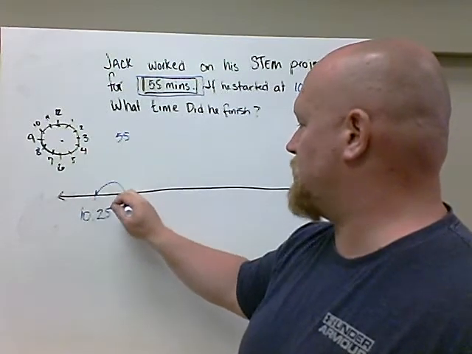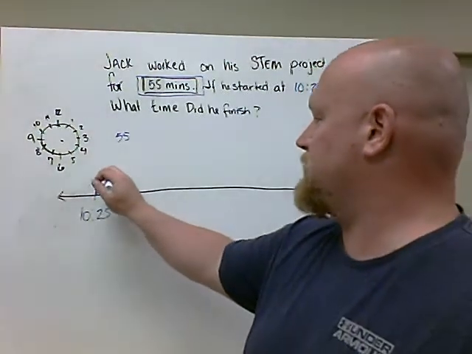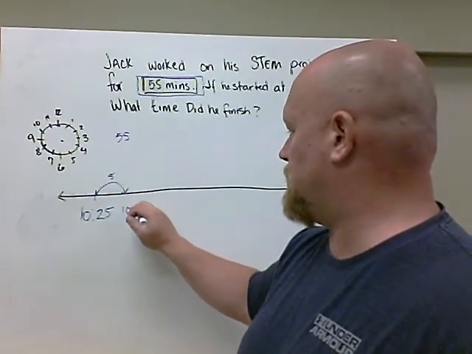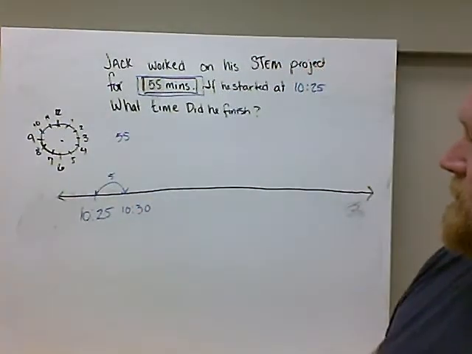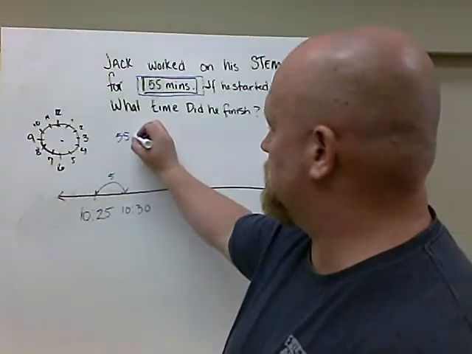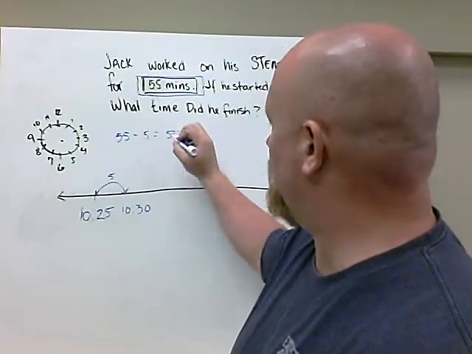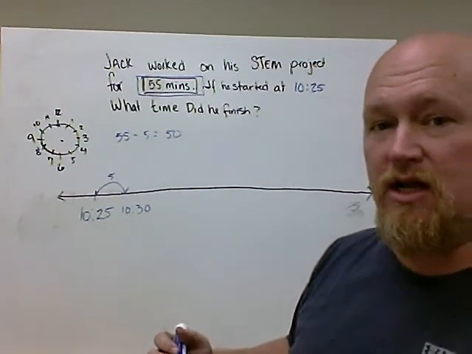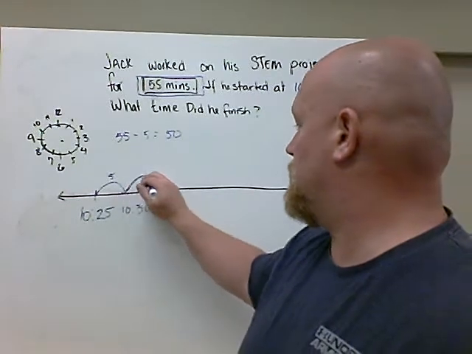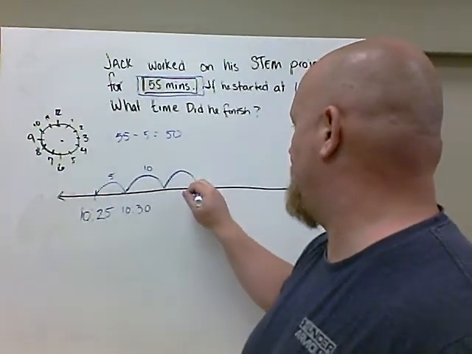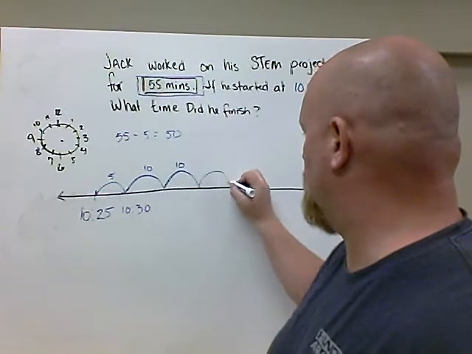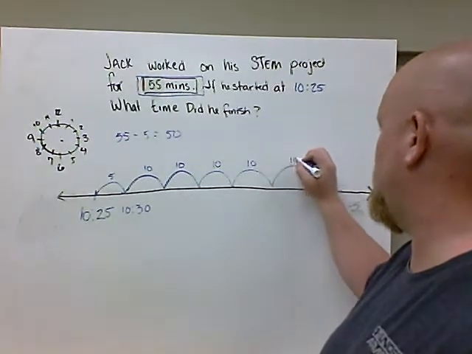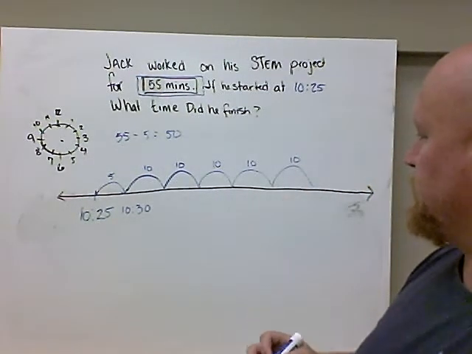I know my first jump, just like yesterday, that's going to be a 5-minute jump. It gets me to a nice solid number. 10:30. Okay? I've got 50 minutes left that I've got to account for. I might then like 10-minute jumps. Maybe I'm not comfortable with doing larger jumps. 10, 20, 30, 40, 50. 5 times 10, here's those 50 minutes. Okay?